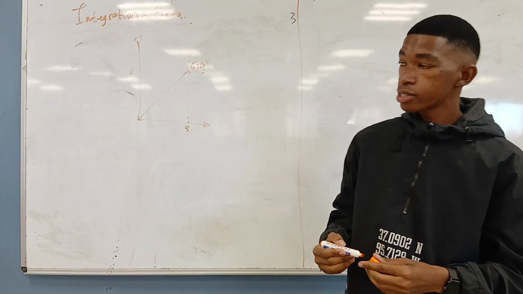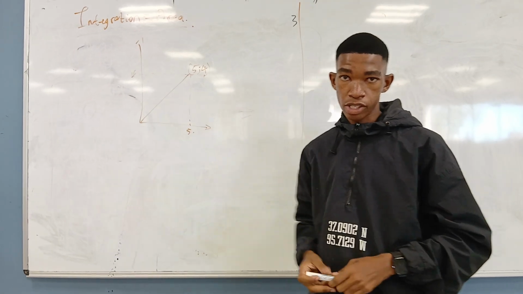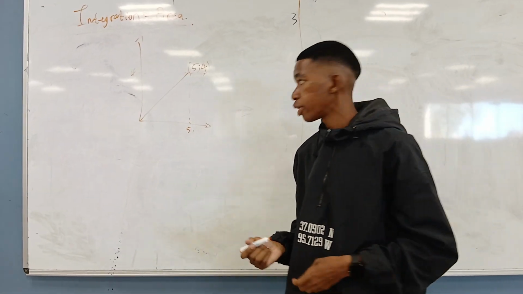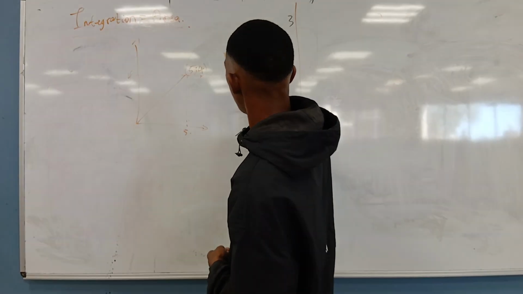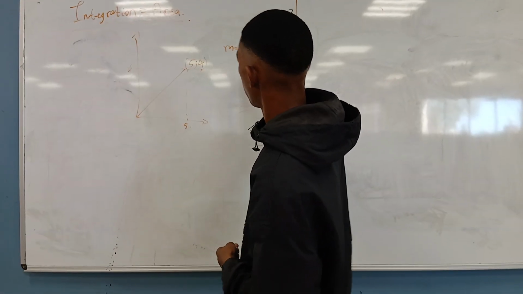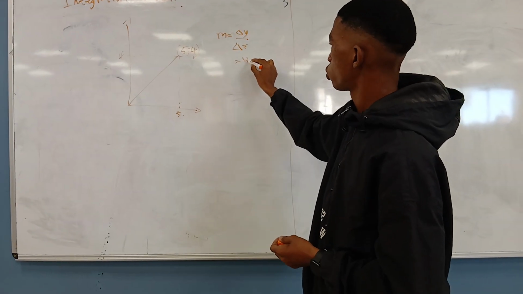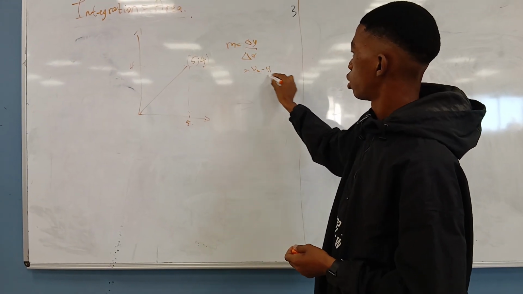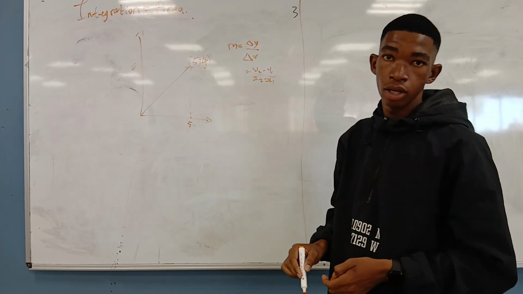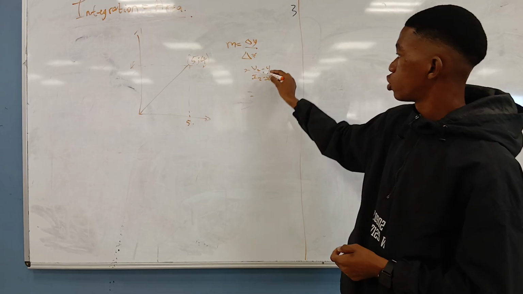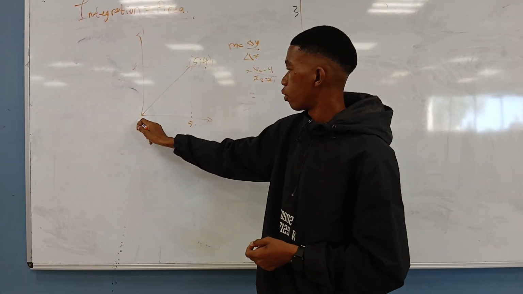Now, let us start by determining the equation of this straight line function. We're going to start by finding the gradient. The gradient is changing y all over changing x. Now, changing y is going to be how much? y2 minus y1 divided by x2 minus x1. Now, substituting the values, let's choose this to be our first point and this to be our second point.